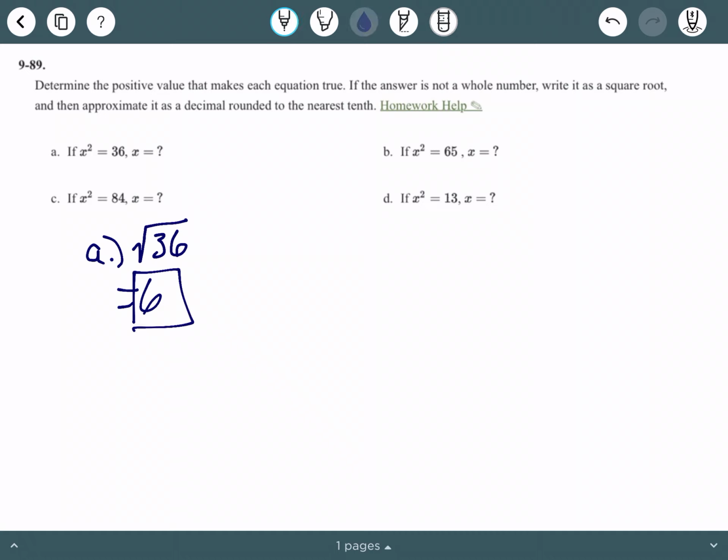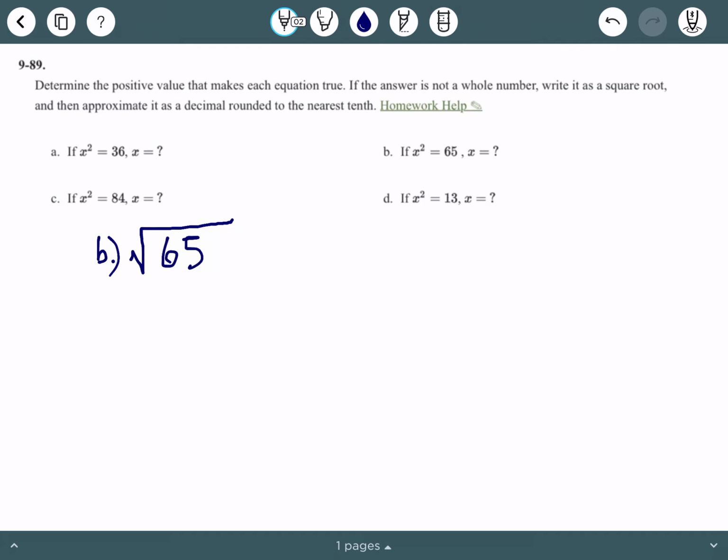All right, let's take a look at part B. Again, make sure that you are writing down what I am writing. Now part B, if x squared equals 65, then what does x equal? Well, again, to unsquare a perfect square, we take the square root. So I'm going to take the square root of 65.